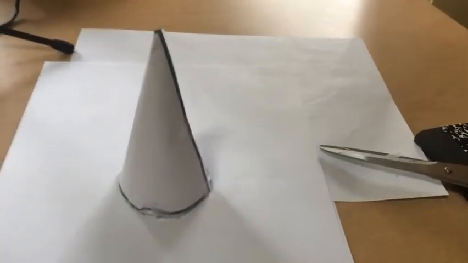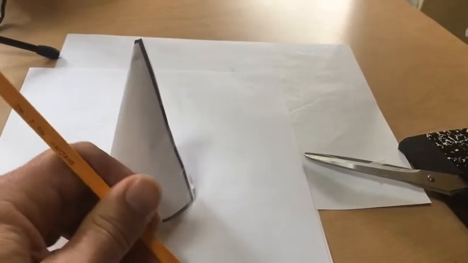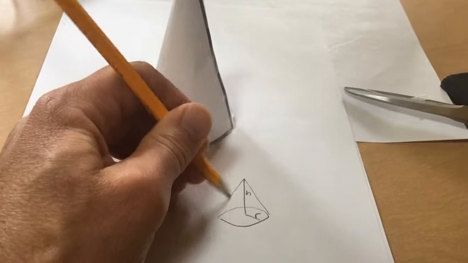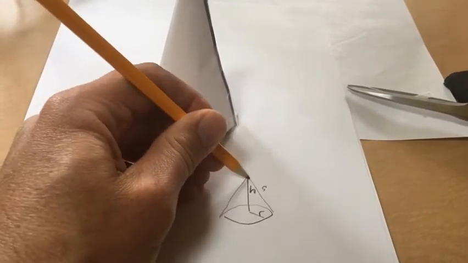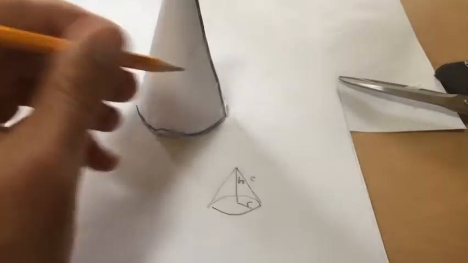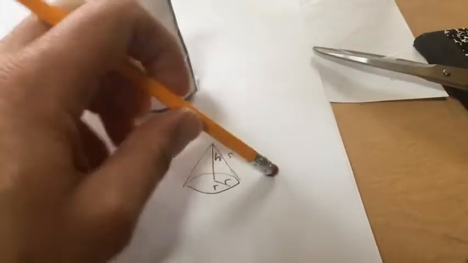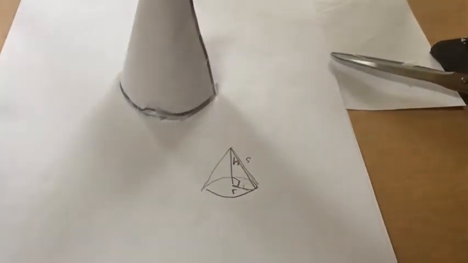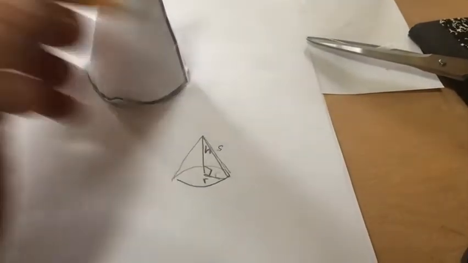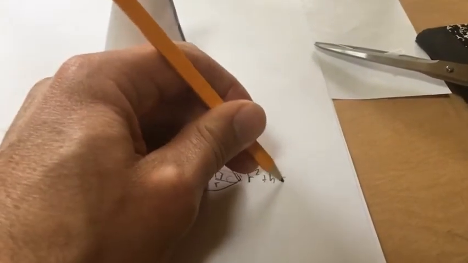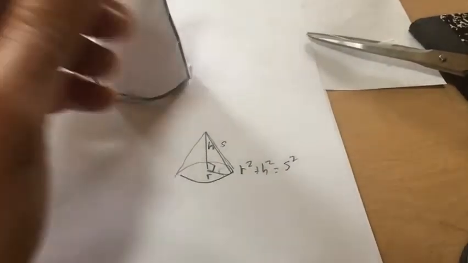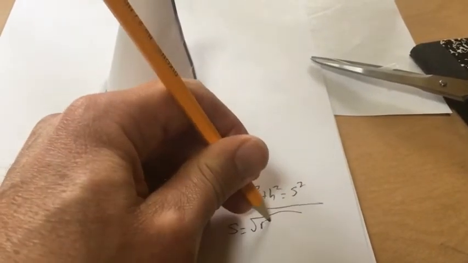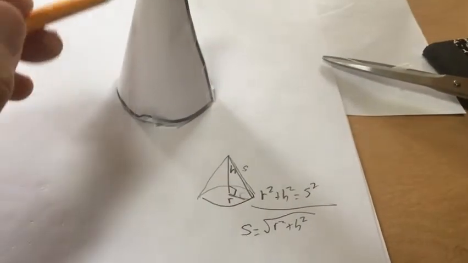So I have this radius. So I'm going to sketch what I have here. I have this radius and this height. And then I have this edge right here for the edge of the cone. And so notice that to find that S value, I basically just have a right triangle right here. So this S I can get by using the Pythagorean theorem, R squared plus H squared equals S squared. So there we go. I know how to find S. It's going to be the square root of R squared plus H squared. So I know how to find that distance.